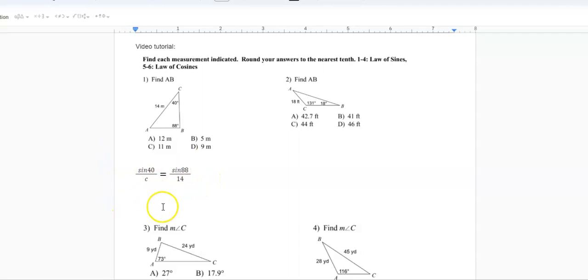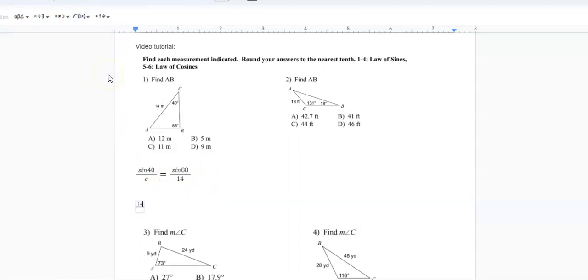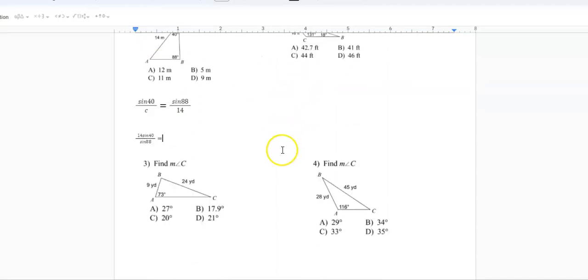And then you cross multiply, right? So you cross multiply the 14 times sine 40, and that creates 14 sine 40. Then below that, you divide by the other sine, which is sine 88. If you put that in a calculator, you would get the answer, which gives you c. All right, so that's how you do 1, and that's how you do 2.